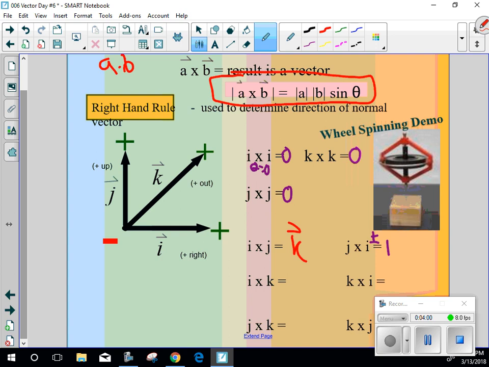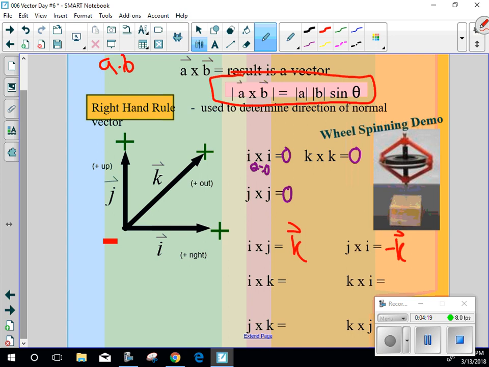Okay. Is that the same as J cross I? Is it? J cross I, what happens? It points in. So this is going to be a negative K. So apparently here, this is different.